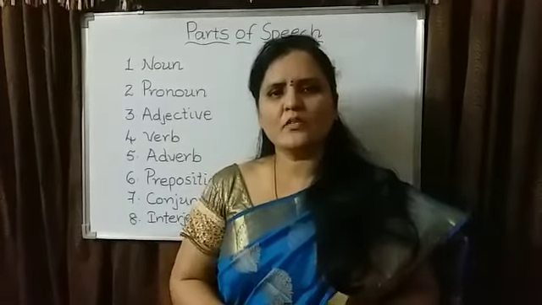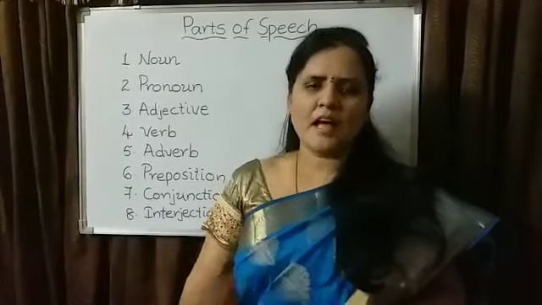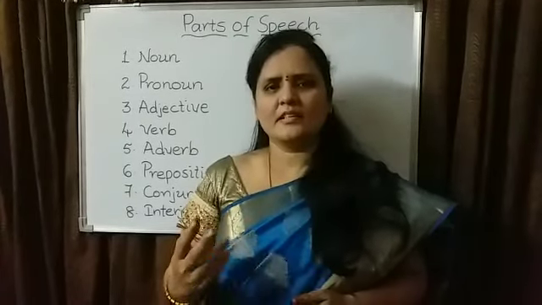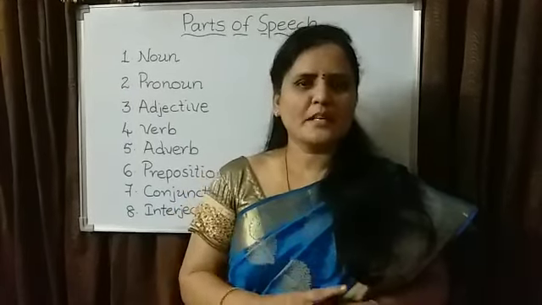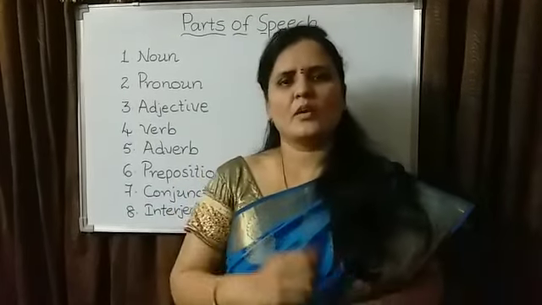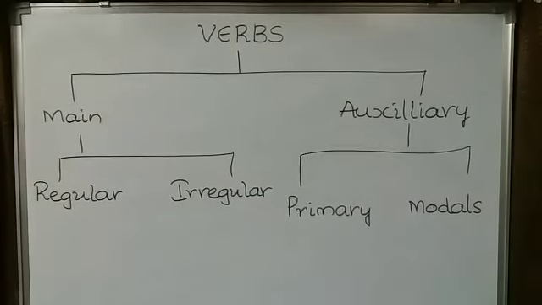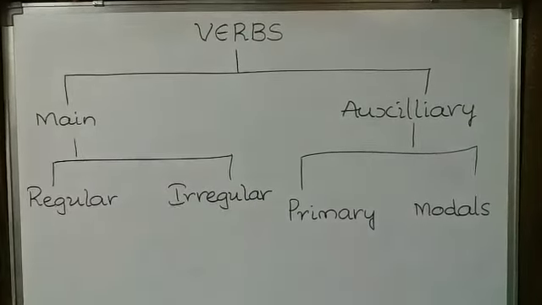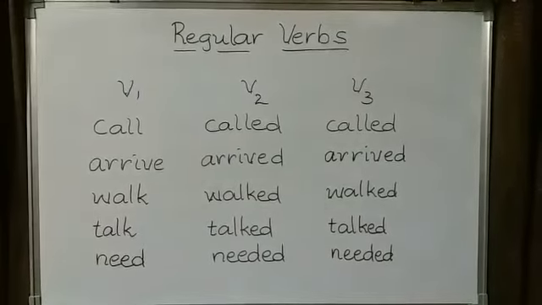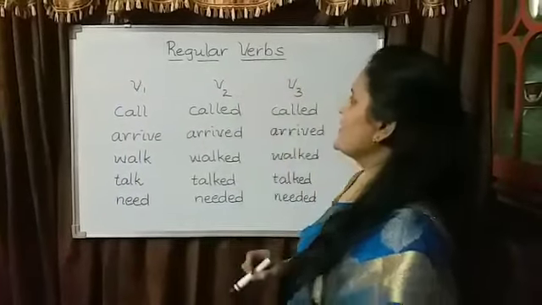So main verbs are divided into two types. They are regular verbs and irregular verbs. And auxiliaries are divided into two. They are primary auxiliaries and modal auxiliaries. Now let's see them. Now coming to regular verbs.